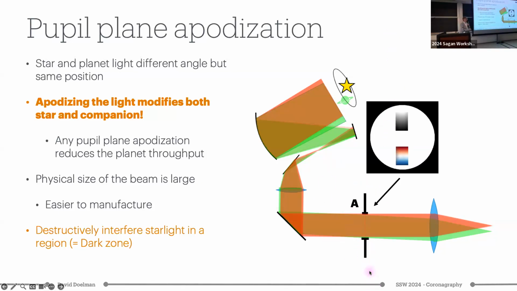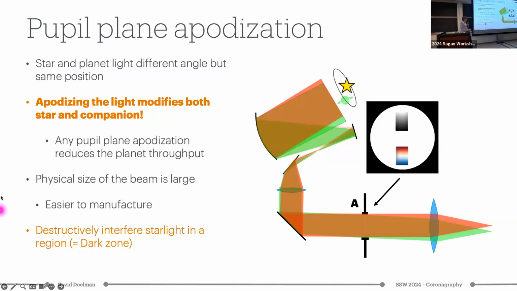So let's look at plane A, the pupil plane, first. We need to realize that when we change the pupil plane, we change both the star and the planet light at the same time in the same way. This is because they by definition overlap here in the pupil plane. So it's nice to work in the pupil plane because the beam is quite large compared to the focal plane, and it's easier to manufacture masks. But because we're apodizing both the star and the planet light, we do need to do something different.